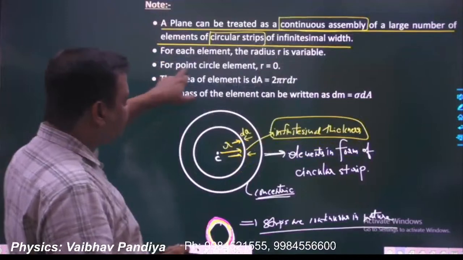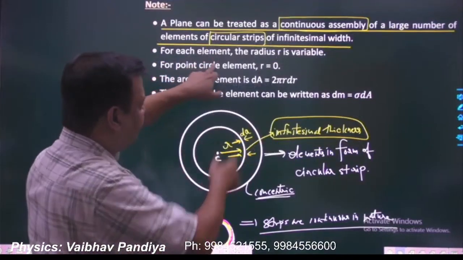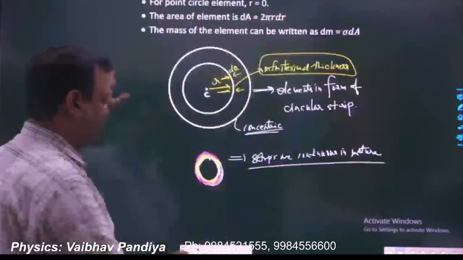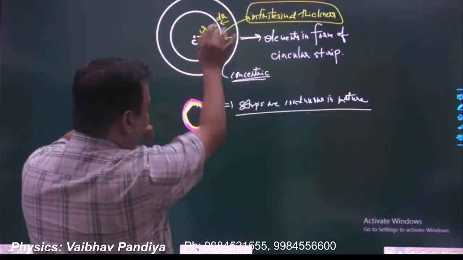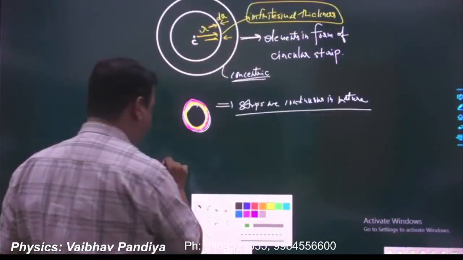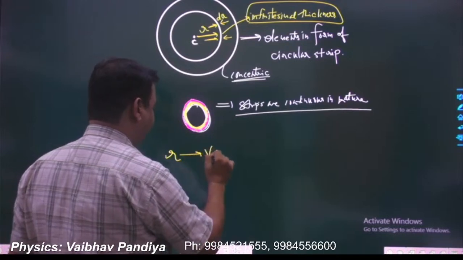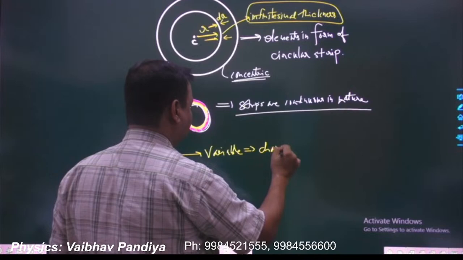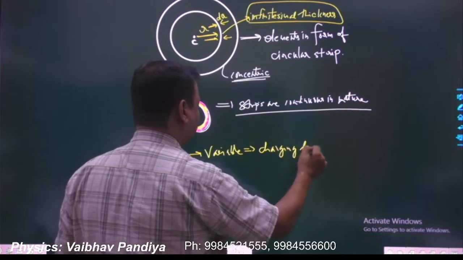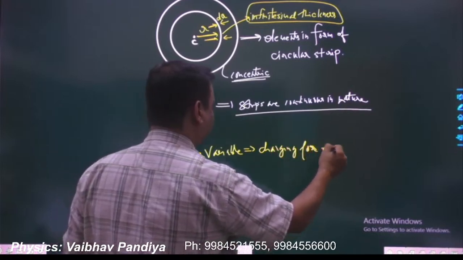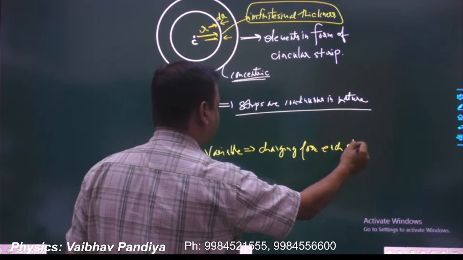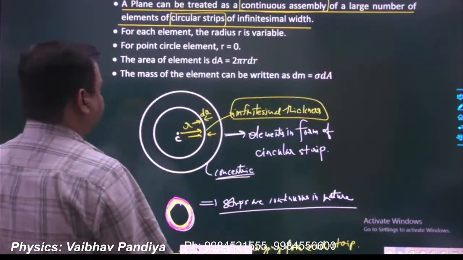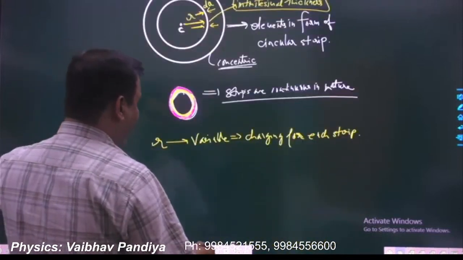And for each circular element or circular strip, the radius r is variable, correct? As you are going away from the center, small r is variable. It is changing for each strip. Now let's see, what will be the area of one element?